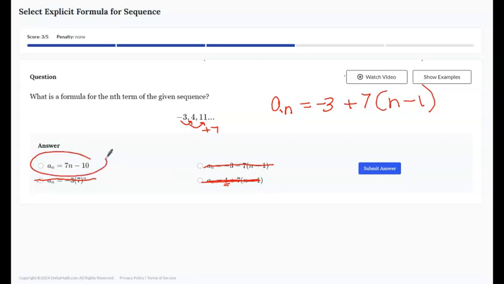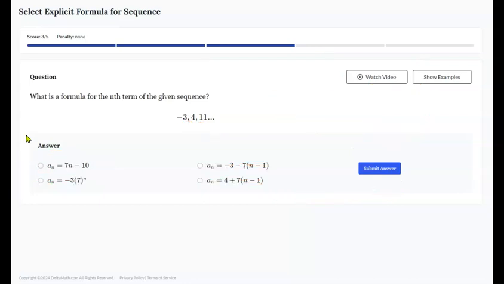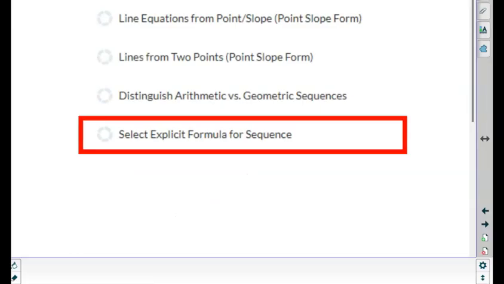So how would I match it to this? What I could do is distribute these values, then combine these like terms, and that's how I can get this formula. So sometimes you may need to do a little bit more manipulation. But this answer is correct. And that concludes homework number 4.